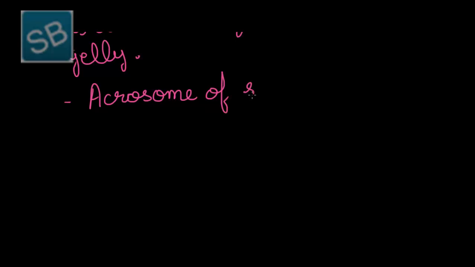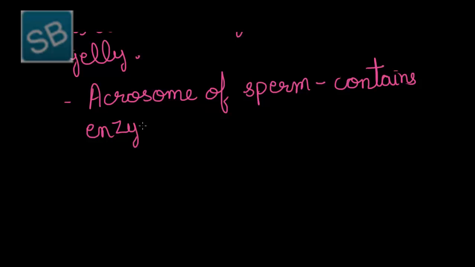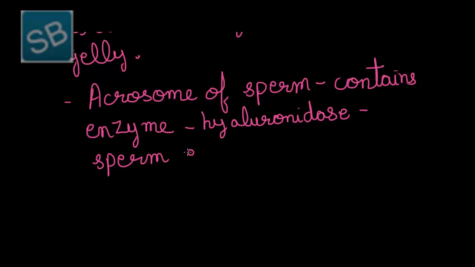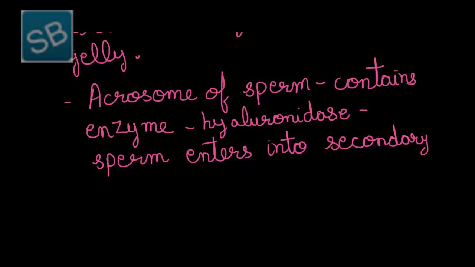Thus, the acrosome part of the sperm contains that enzyme, that is hyaluronidase, with the help of which the sperm enters into the secondary oocyte. As stated before, within this entry, first the head and then the middle piece enters, followed by the tail.